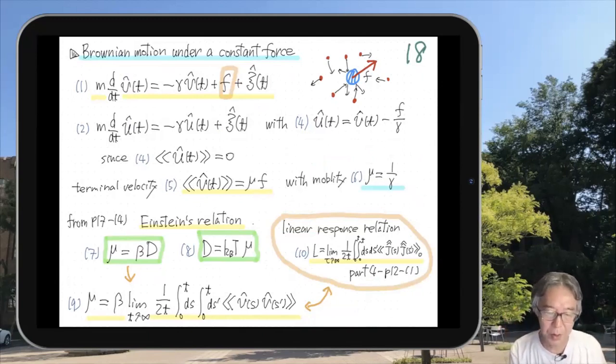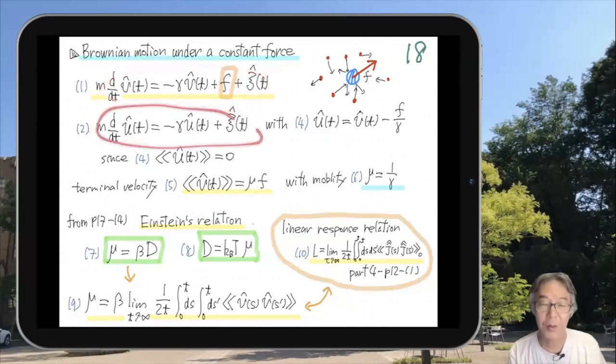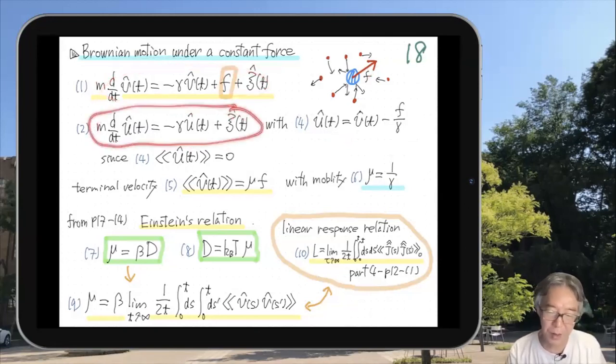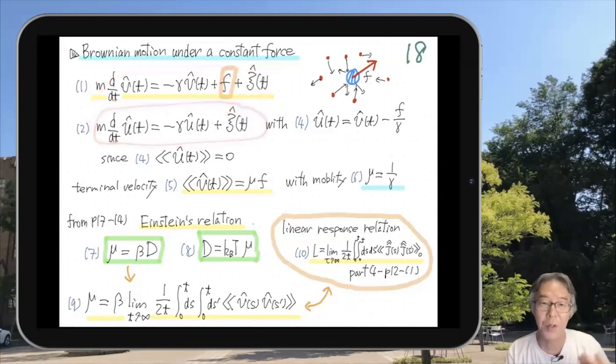Now we consider Brownian motion under a constant force. So this is really non-equilibrium physics, right? Now we apply a constant force to this Brownian particle. It could be gravity or electric force or whatever. Okay, and we want to discuss this Langevin equation, but it's actually very simple. If you introduce this new variable u as v minus f over gamma, you easily find that this is written in this form. This is nothing but the Langevin equation for a free Brownian motion. So it's very simple, and we can compute many things.